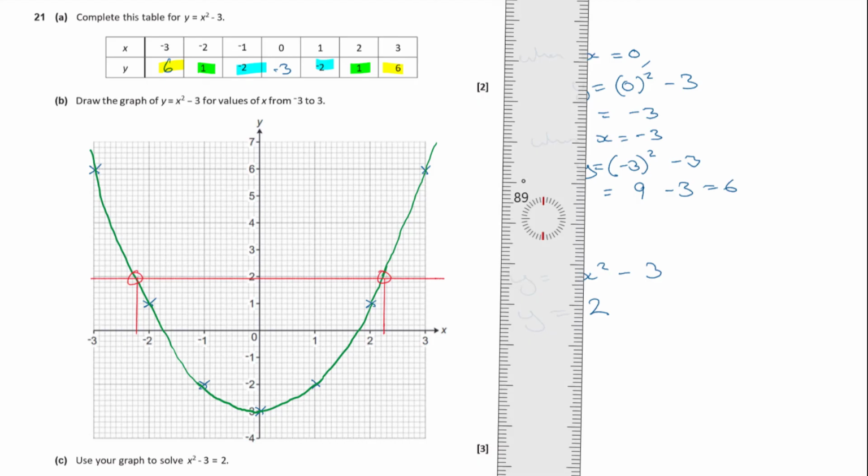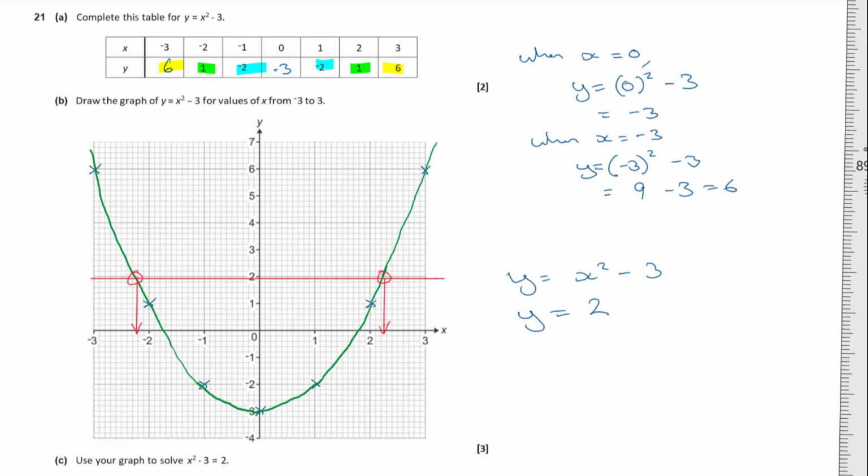Okay, so then it's just a matter of reading those off the x-axis to answer the question. So x is, what's that, about 2.2? Or x is the other one. That's going to be minus 2.2.